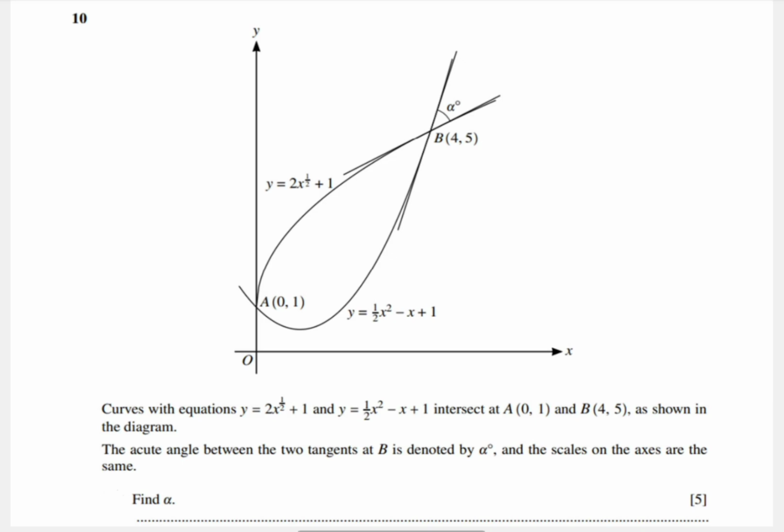The acute angle between the two tangents at B, which is this one, is denoted by alpha degrees, and the scales on the axes are the same. Then it says find alpha, right, for 5 marks.